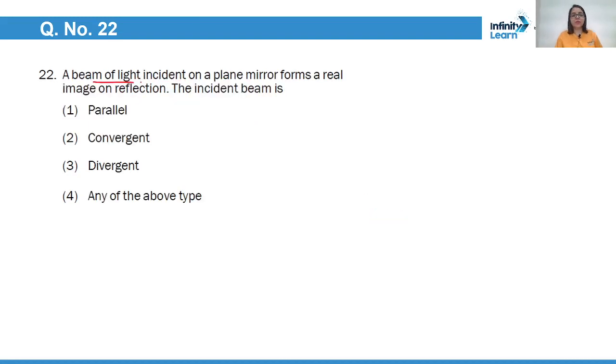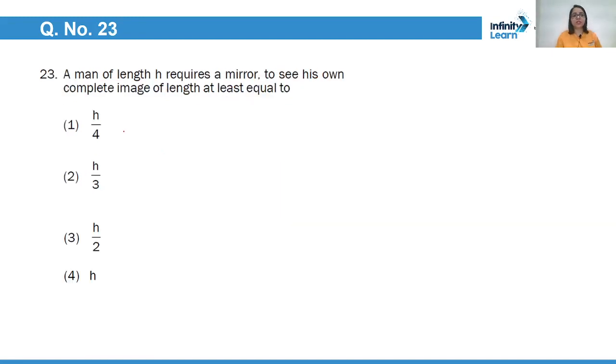Question number 22. A beam of light incident on a plane mirror forms a real image. So for forming a real image, the incident beam should be convergent in nature like this, so that there will be actual intersection of incident rays. So this is the image. So the correct answer is option 2. Question number 23. A man of length h requires a mirror to see his own complete image of length at least equal to? So the mirror should be h by 2. So the correct answer is option 3.